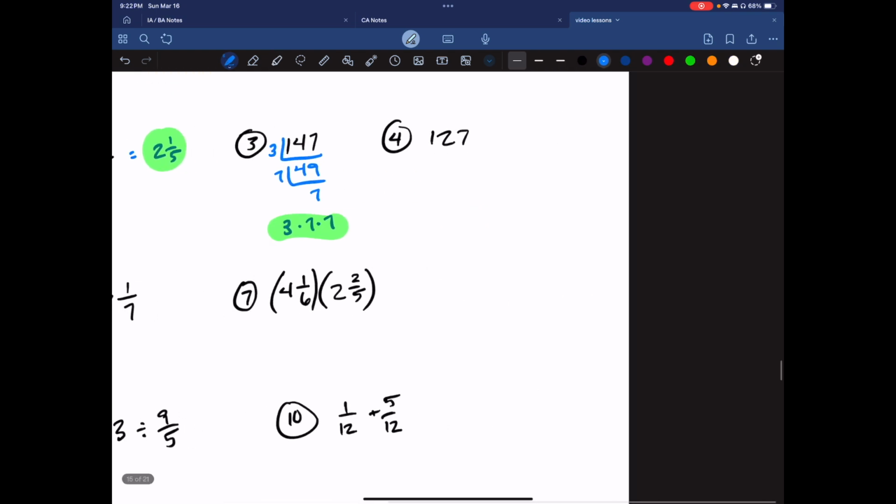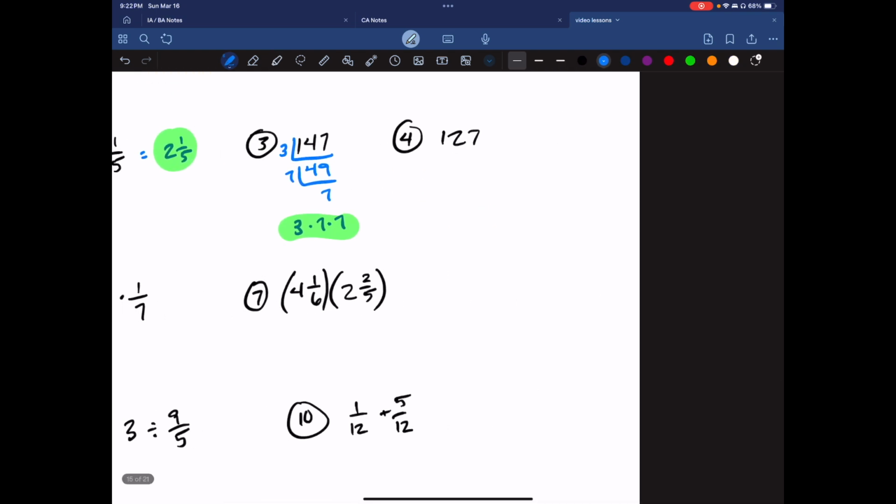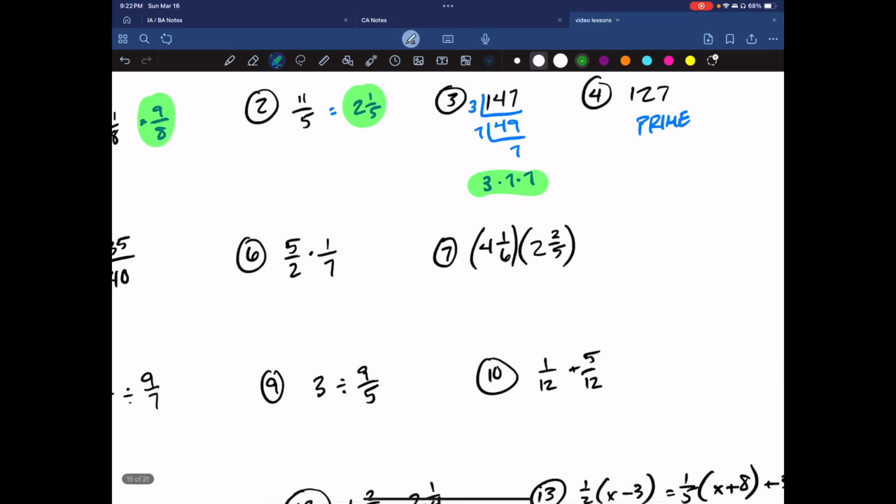Now, 127: 7 plus 2 is 9, plus 1 is 10, so 3 doesn't go into it. You could try several numbers, but if the only factors of a number are 1 and itself, then it is prime. And that's exactly what happens here on number 4. It is prime.